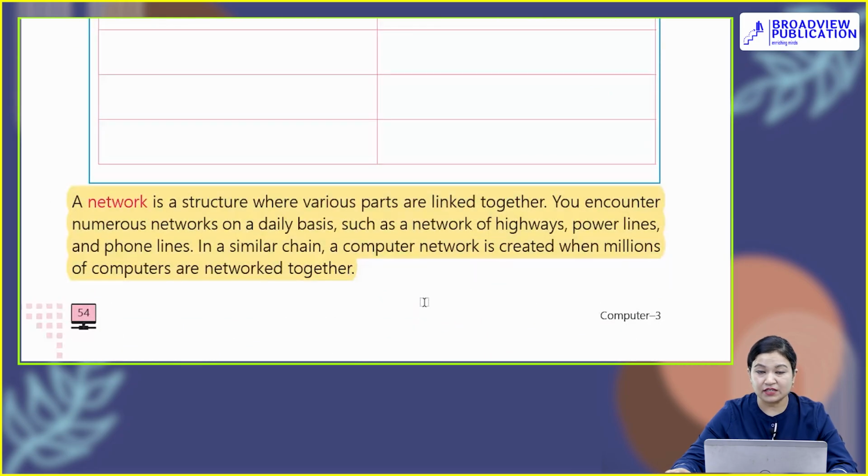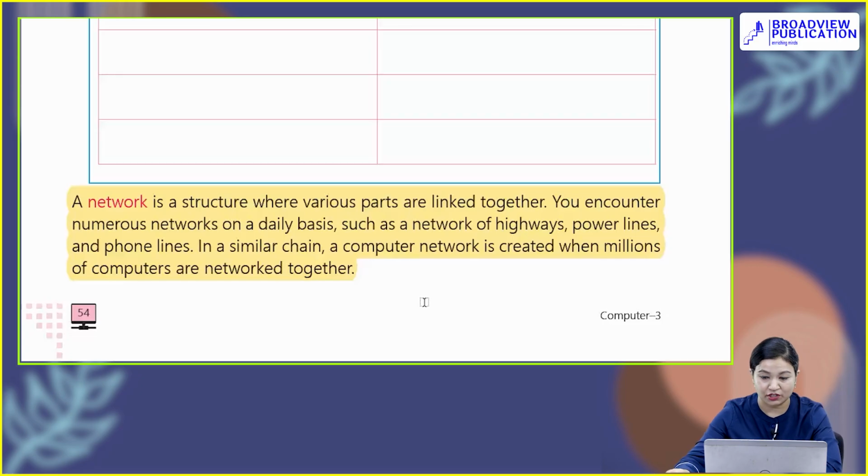A network is a structure where various parts are linked together. You encounter numerous networks on a daily basis, such as a network of highways, power lines and phone lines. In a similar way, a computer network is created when millions of computers are networked together. So what does the term network mean? It is a structure of various parts which are connected to each other. Like if you have heard about the link of railways, the link of roads, the link of power lines, etc. So in a similar manner, computer networks are also interconnected to each other.